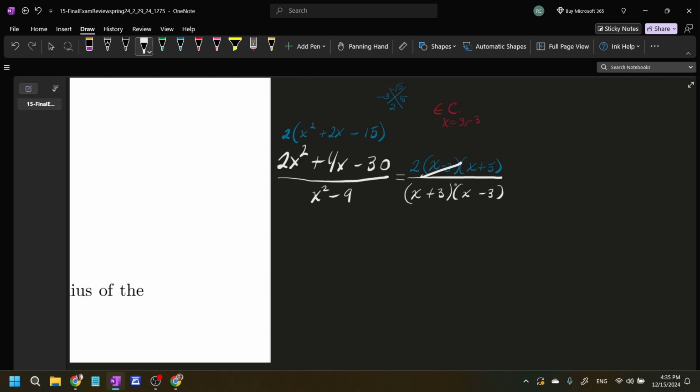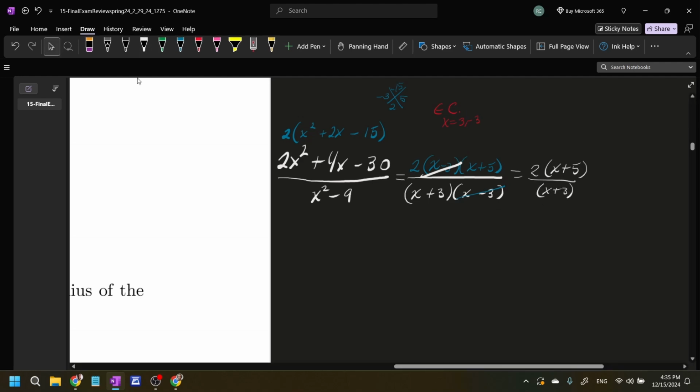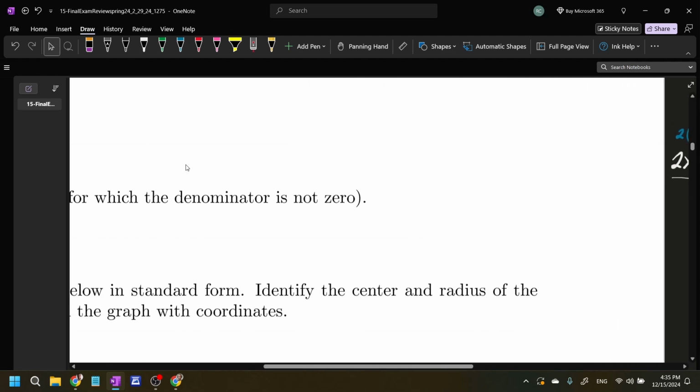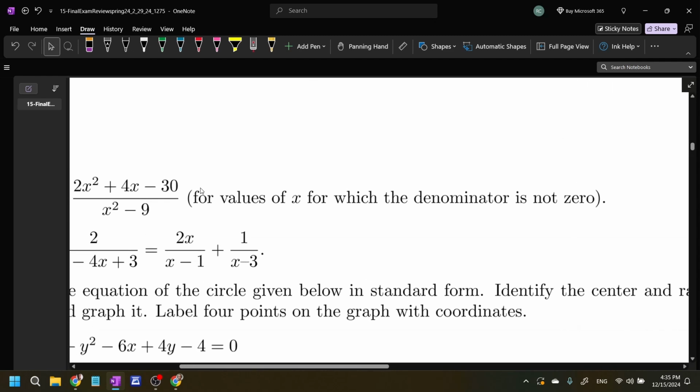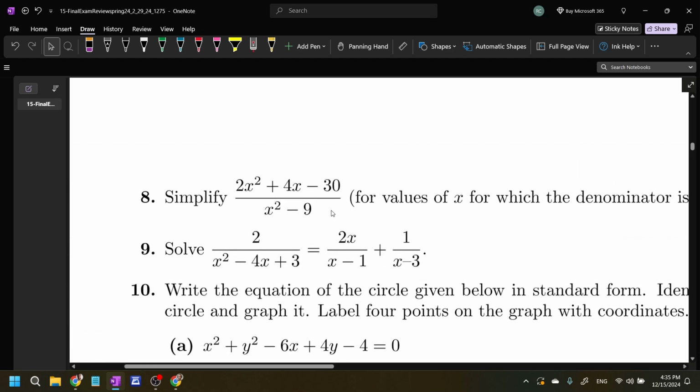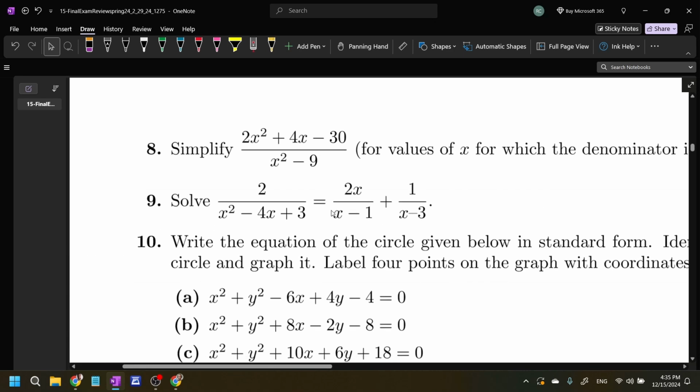The x minus 3 on the top and the x minus 3 on the bottom will cancel out, leaving us with just 2 times x plus 5 over x plus 3. Okay, I'm just making sure that that's what they're asking us for. Yeah, for values of x where the denominator is not 0. So all we had to do was simplify, and that was great. Let's look at this next one.